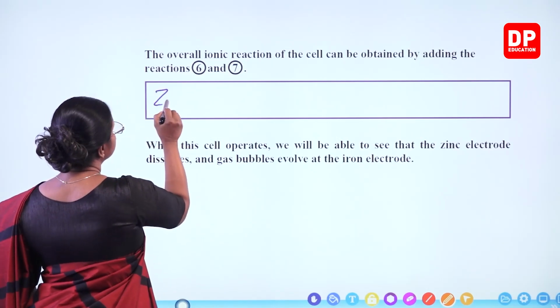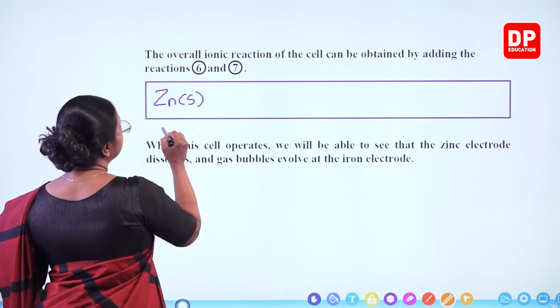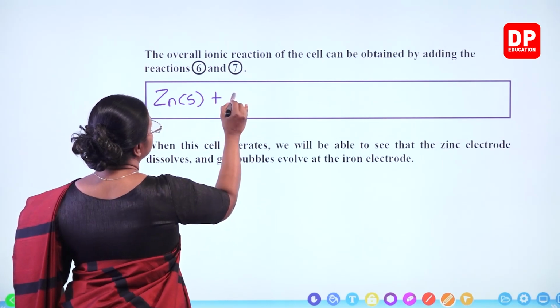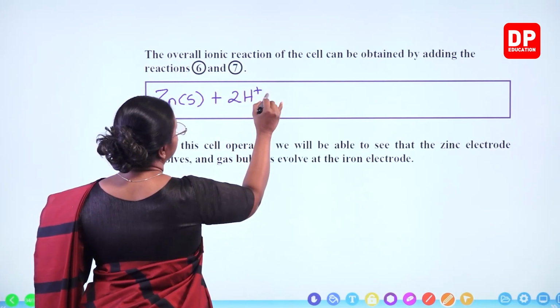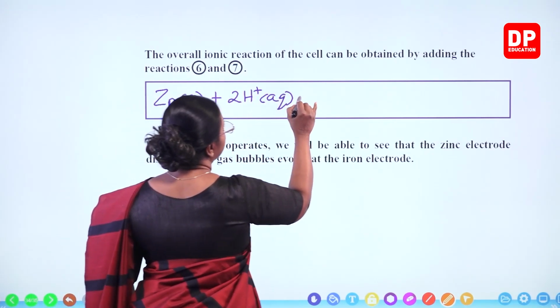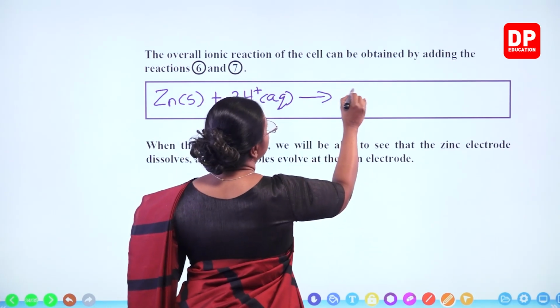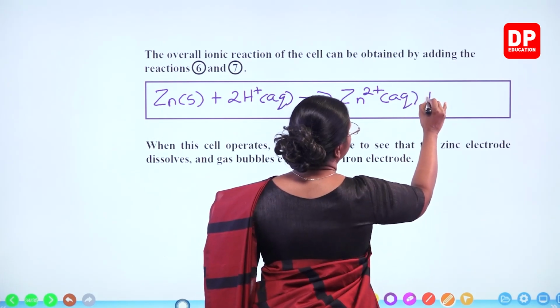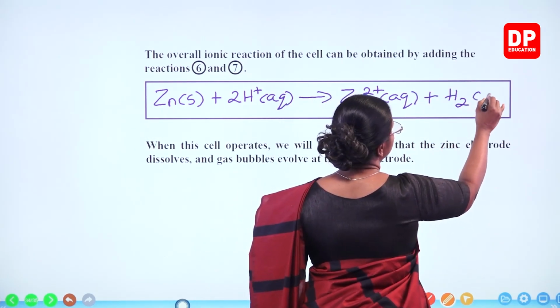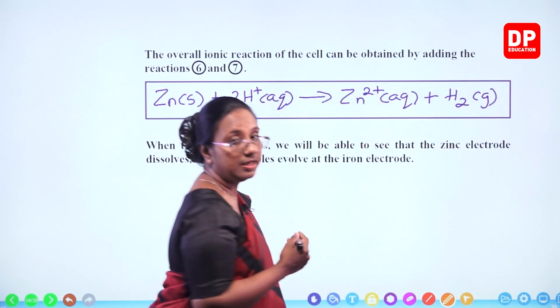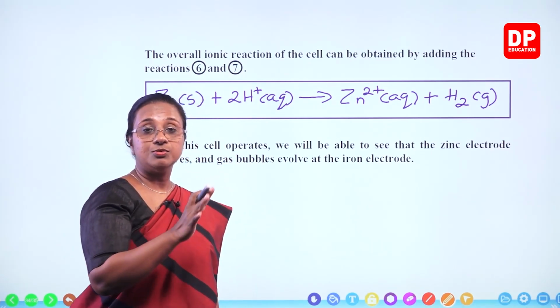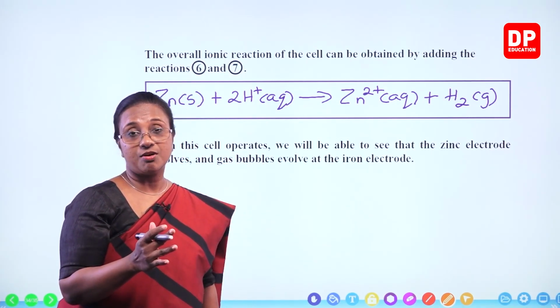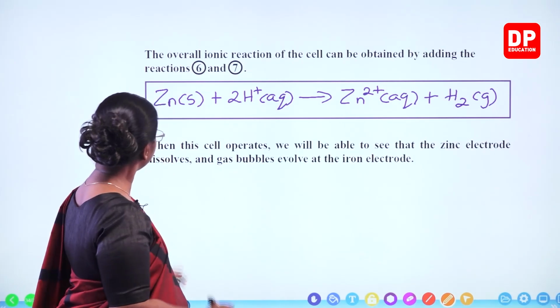We have Zn (solid) plus 2H+ (aq), giving rise to Zn2+ (aq) and H2 gas. Here on either side there are 2 electrons, they get cancelled off. You all can remember that.